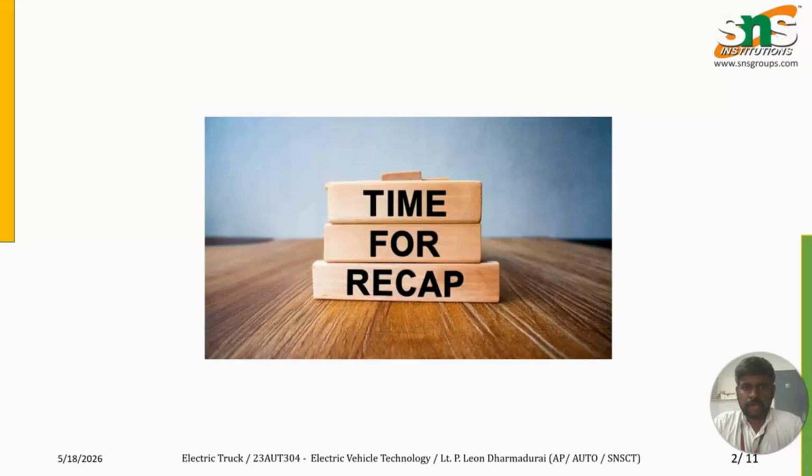Yes, before going into today's session, let us recap the things that we have seen in the previous session. In the previous session, we discussed in detail about the electric bikes and the electric scooters. As we all know, we are in India, we are switching over towards EV. In the first two topics, we discussed how the electric bike and electric scooters have been modified according to the requirements of the EV. Those are the things we discussed deeply in the previous session. Now let us move into today's session.